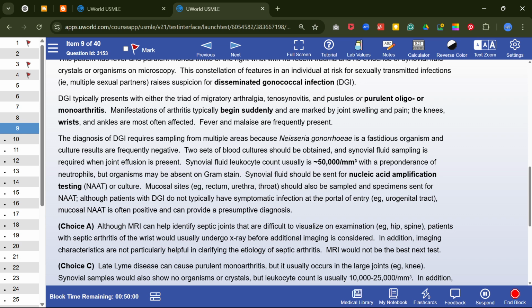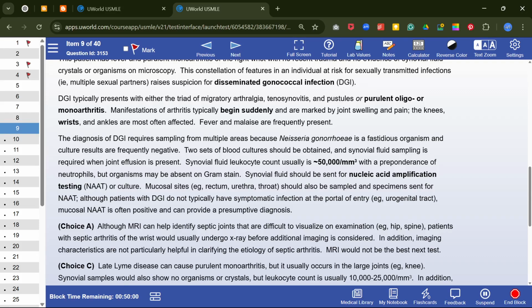Synovial fluid white cell count is usually above 50,000 with a preponderance of neutrophils, but organisms may be absent on Gram stain. Synovial fluid should be sent for nucleic acid amplification testing or culture. Mucosal sites, rectum, urethra, and throat should also be sampled, and specimens sent for NAT.